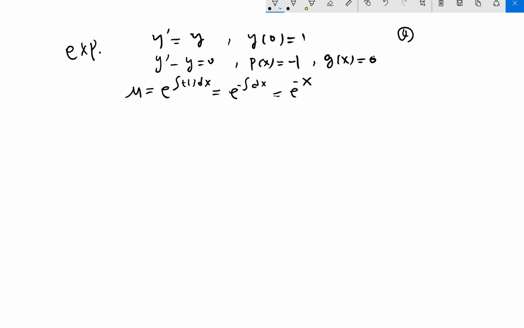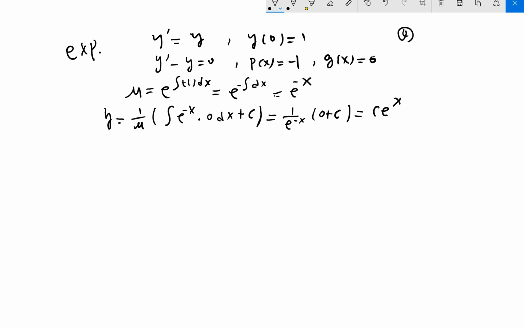Then to find the y, we just need to use formula 2: 1 over mu times the integral of mu times g. Mu here is e to the negative x, g is 0, dx plus c. So we integrate 0 there, you get 0. Therefore, we simply have 1 over e to the negative x times 0 plus c. We simplify that, we get c times e to the x. For different c, we get different solutions. So we have infinitely many solutions.